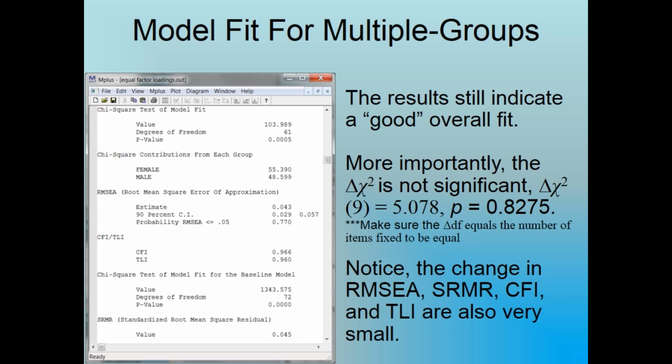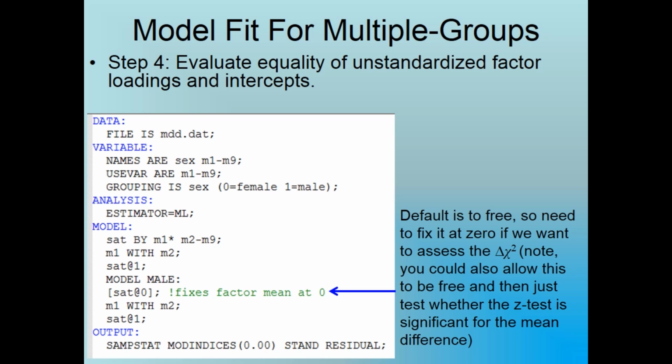Our next model is the intercept invariant model. So here you can see I removed from my code both the factor loadings and the intercepts for my male model. Again, the default is to fix them to be equal across the groups. The rest of the code is exactly the same, with one exception. Here, I'm actually fixing my factor mean to be 0.